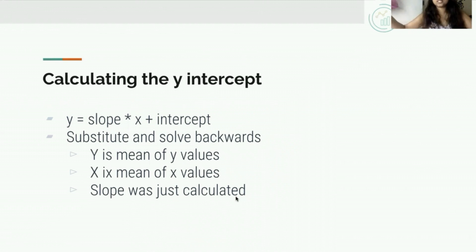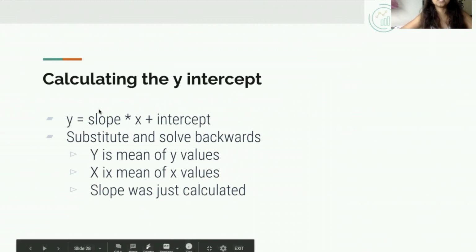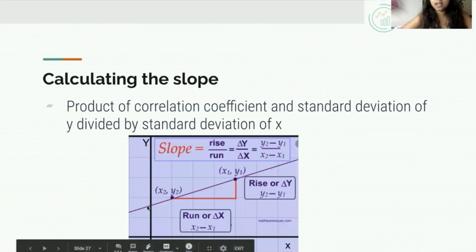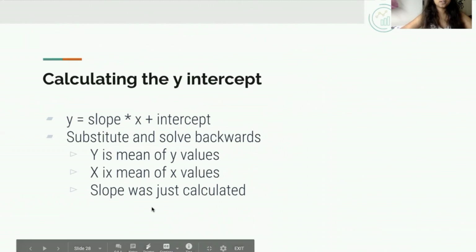And the last thing that we needed was calculating the intercept. And to do that, we have this line equation where y equals slope, which we calculated here, right, times x plus the intercept. And the y-intercept is this value, which is the value where the line intersects with the y-axis. So the value of y when x equals 0, that's the y-intercept. This point right here is the y-intercept.